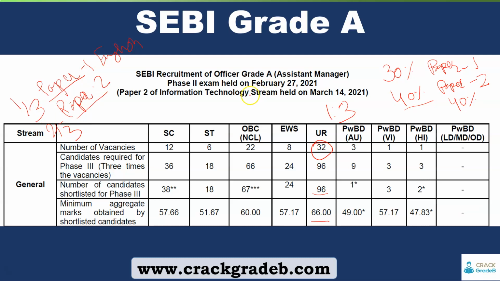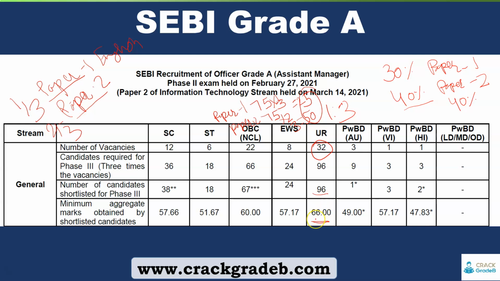Suppose someone scored 75 in English, that is Paper 1, and 75 in Paper 2. So 1/3 of 75 is 25 marks, and 2/3 of 75 will be 50, so in total he scored 75. So according to this formula, 66 was the cutoff.